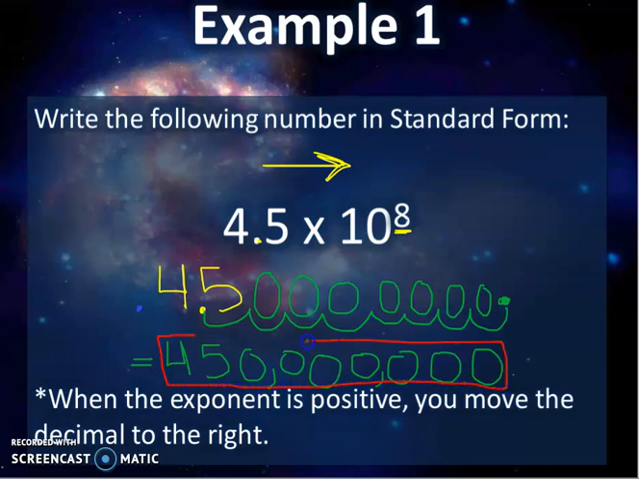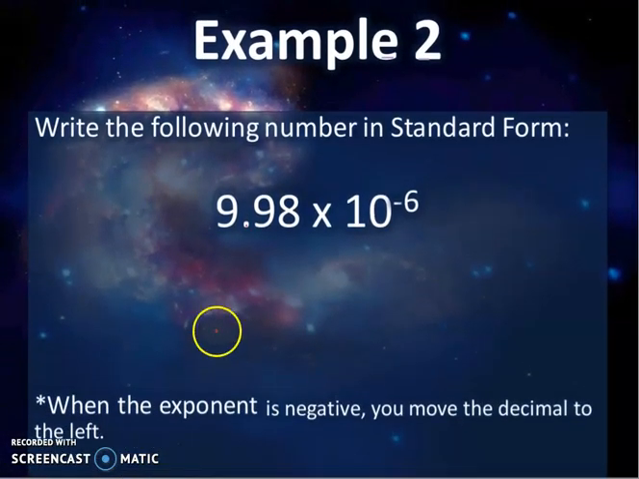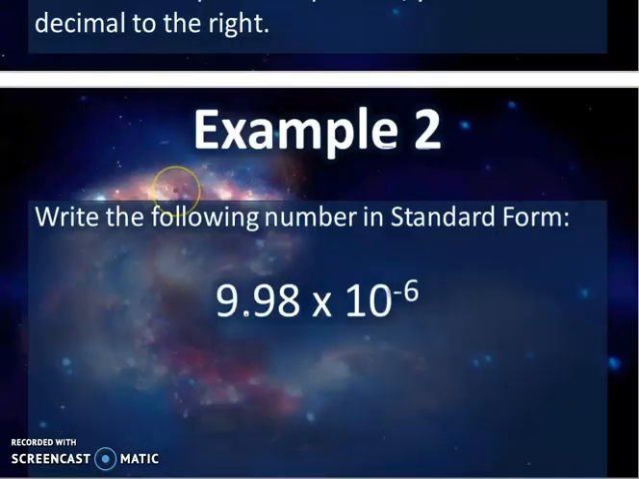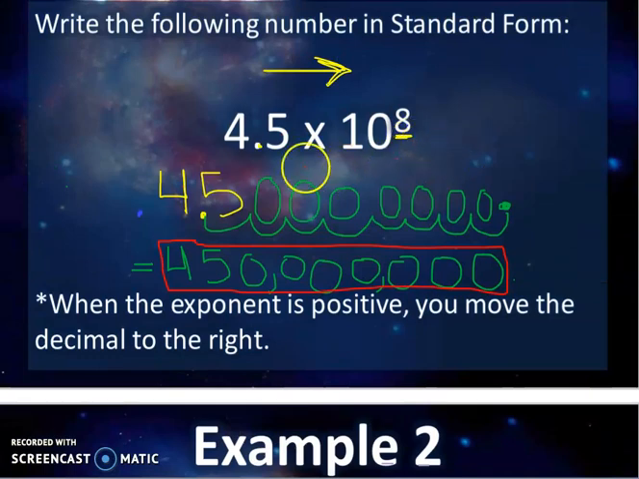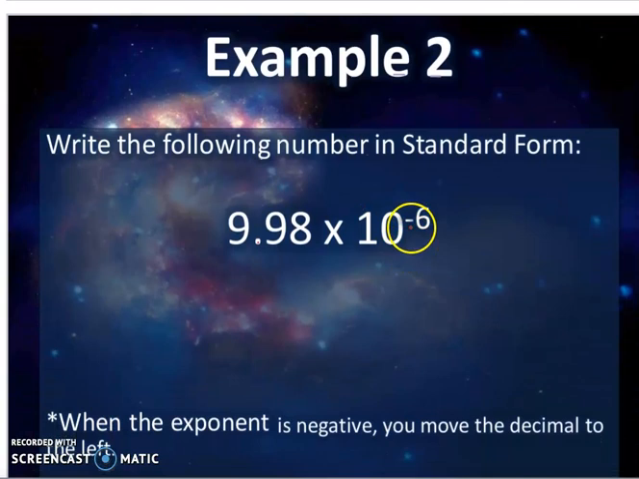And that's it. Okay, let's try another one. Now, what is different between this scientific notation and this one? Same form, but in example 2, we are given a negative exponent.